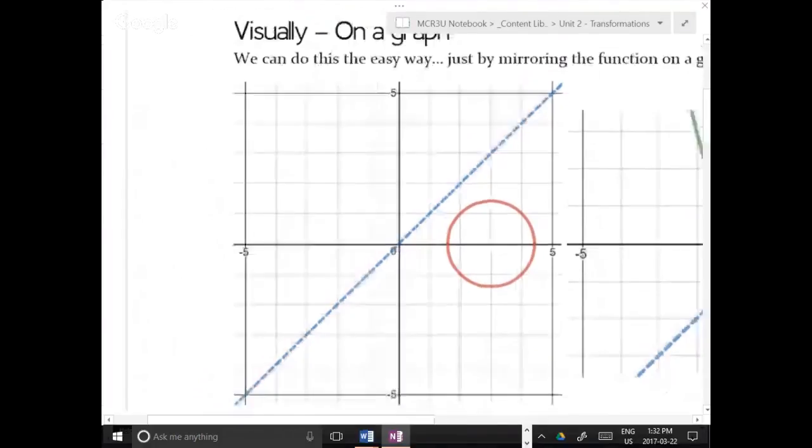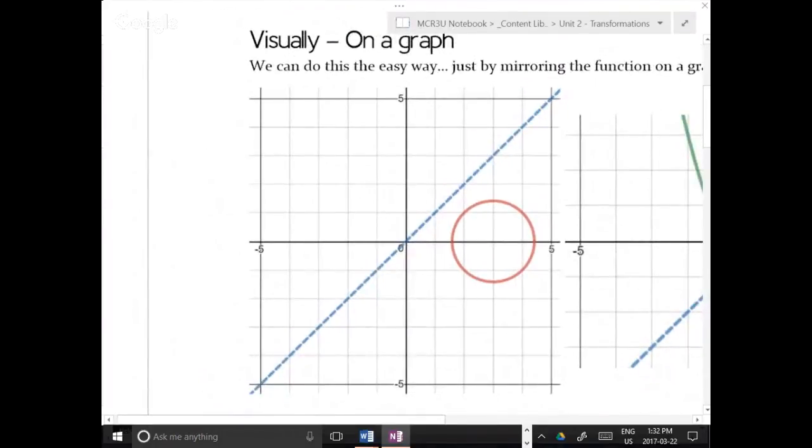So, if we were going to reflect in this line, the first way we can do that is just visually. We can just look at this. If you have a reflective surface, such as a phone, you could put that reflective surface along that dotted line, and you could see what the reflection would look like. In fact, I encourage you to do exactly that right now.